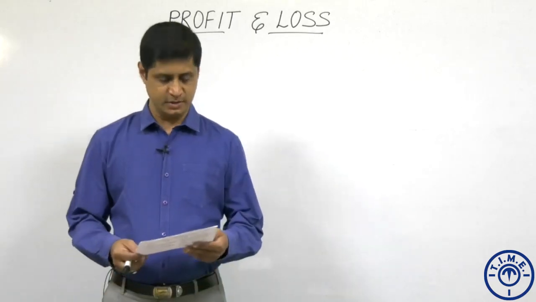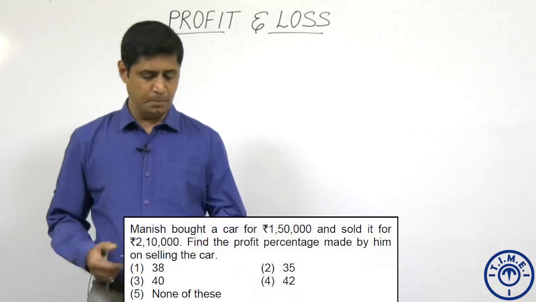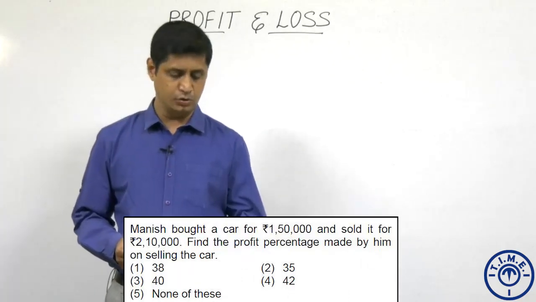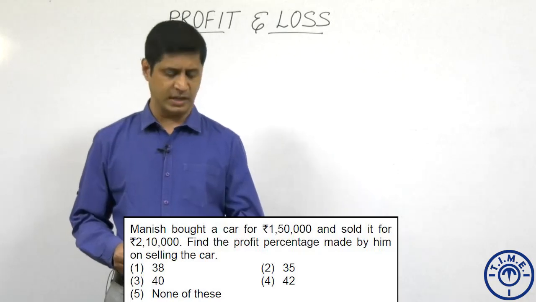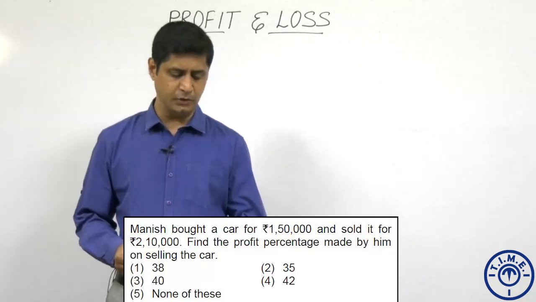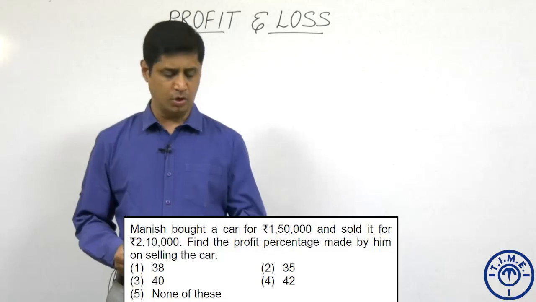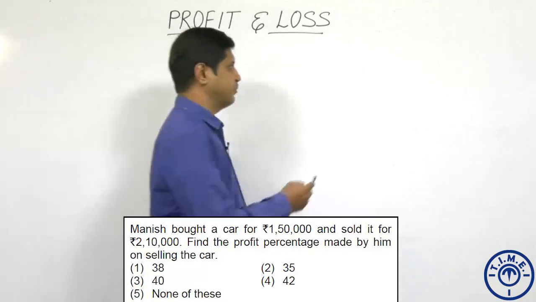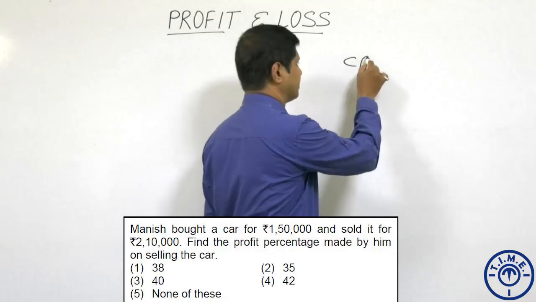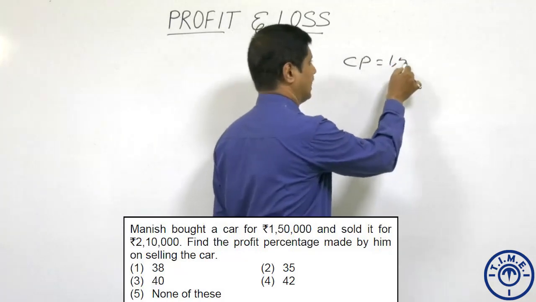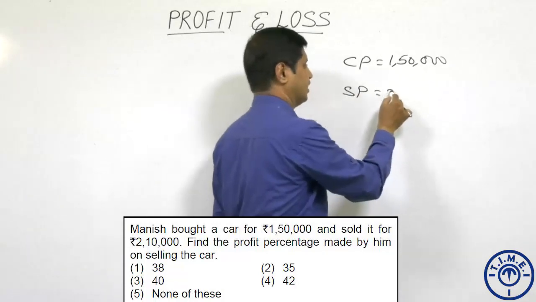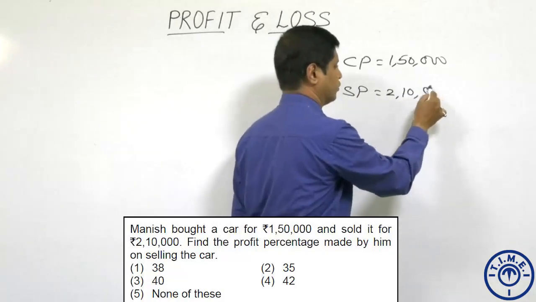Now look at the question. Manish bought a car for rupees 1,50,000 and sold it for rupees 2,10,000. Find the profit percentage made by him on selling the car. Now in this example, what is given? Cost price of the car. How much? 1,50,000, and sold this car at rupees 2,10,000.